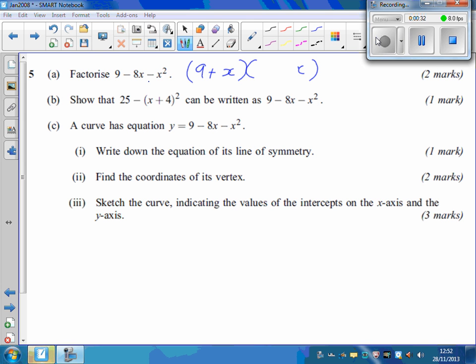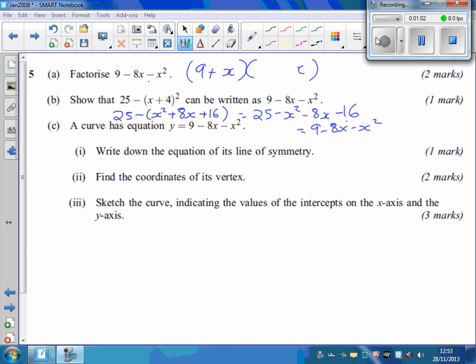Then show that this can be written as to complete the square, and they've actually done it for you. So let's multiply this thing out. We've got x squared plus 2 4s 8, and plus a 16, and it's 25. Take away all of that, so we've got 25, take away x squared, take away 8x, take away 16, and of course 25 take away 16 does make the 9 as required.